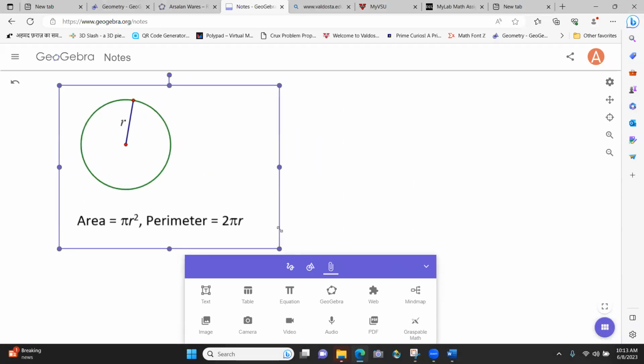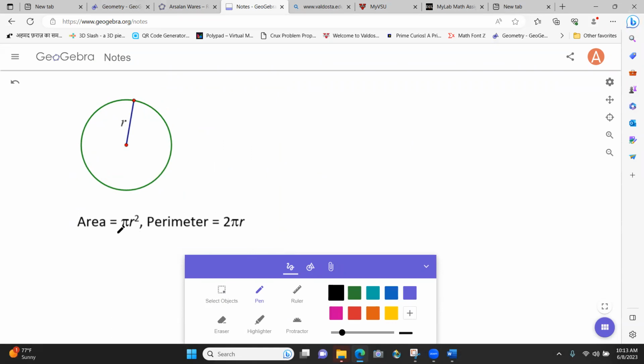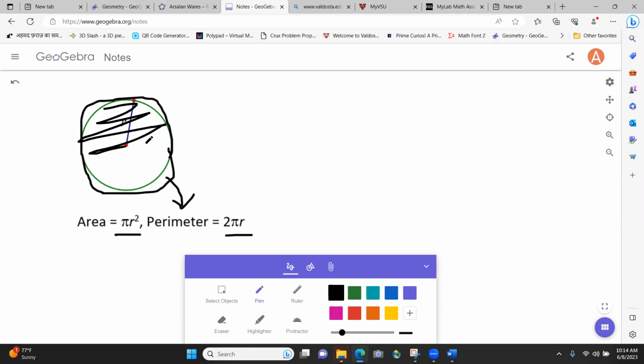All right, area of a circle. I have a circle. The radius of the circle is r, okay? This formula gives me the area of the circle, pi r squared, and this formula gives me the perimeter of the circle, 2 pi r. What is the perimeter? It's the length of the outer boundary. Okay, that's the perimeter. What is the area? It's how much it covers. And that's the area. You kind of have to remember the 2 formulas, okay?